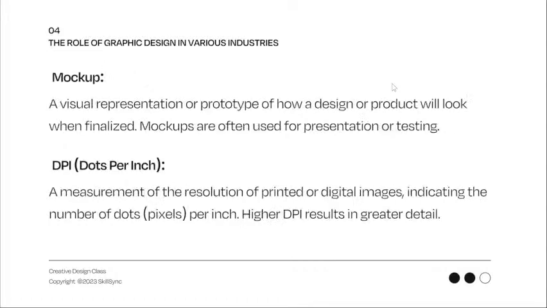We come to mockup. A mockup is a visual representation or prototype of how a design or product will look when finalized. So when you create a logo, a design, a product label, maybe I create a product label for a Sobolo drink, when I'm done with it, I have to put it on a bottle so that the client will know, okay, this is how it will look when you go and print it. So that thing I just did, putting it on a product, is a mockup. I just create a design and put it on a bottle. That is what we call a mockup.